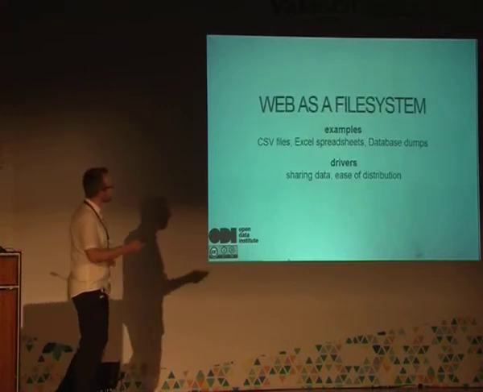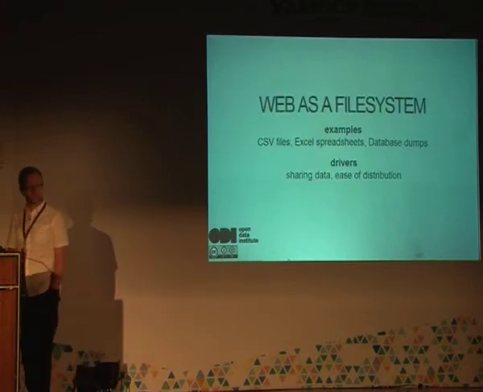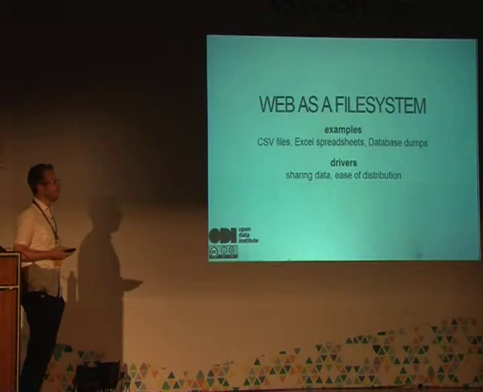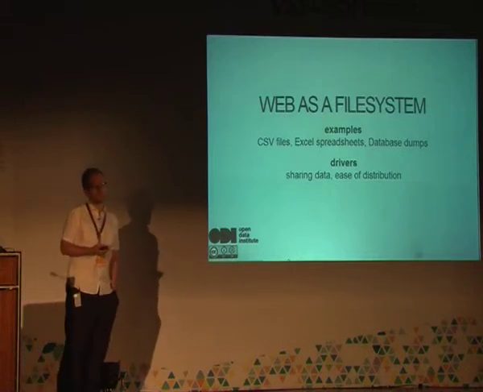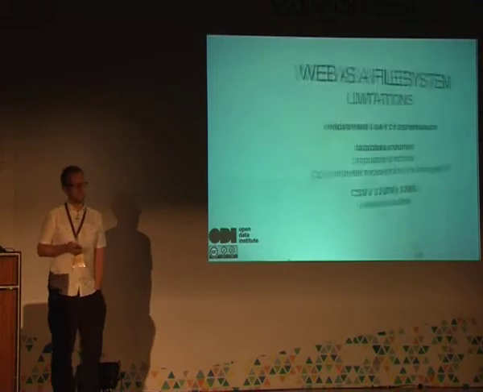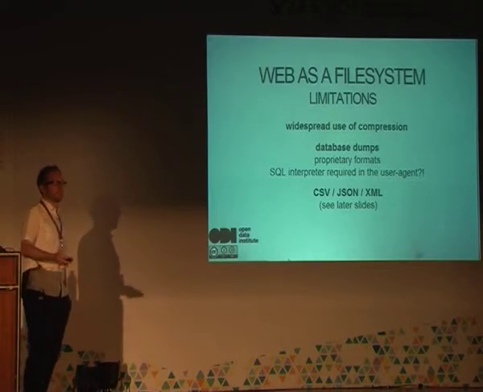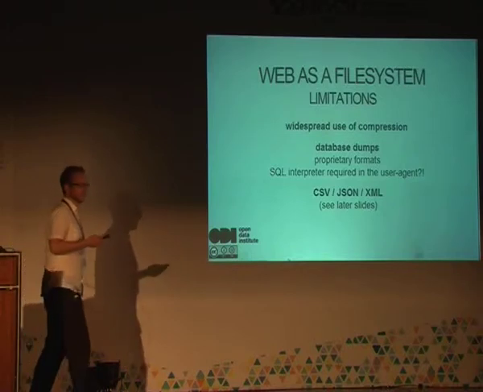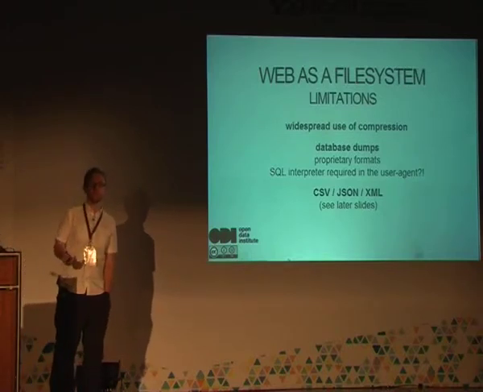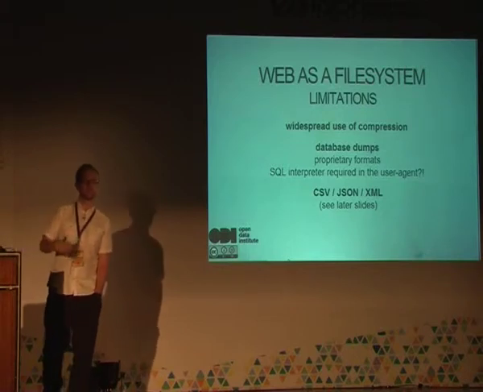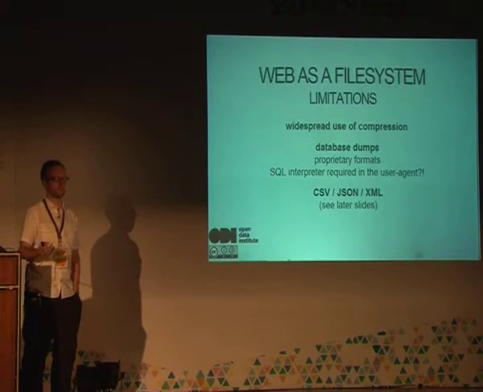And just to recap briefly, to talk about the web as a file system. So examples, like I said before, CSV files and database dumps. And the drivers for this really were about the ease of distribution of that data. So there are a number of limitations of this from a web perspective. If you're publishing large chunks of data on the web, then it makes sense to compress it. So there's widespread use of compression when publishing large volumes of data on the web, which is great. And I don't mean compression by the HTTP server. I mean compression by the person publishing the data who then uploads it to an HTTP server.